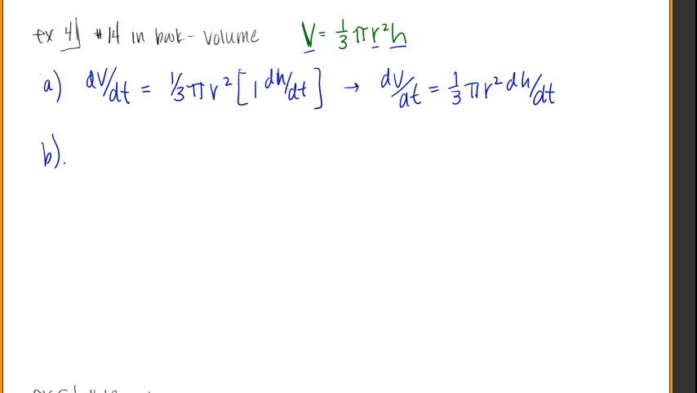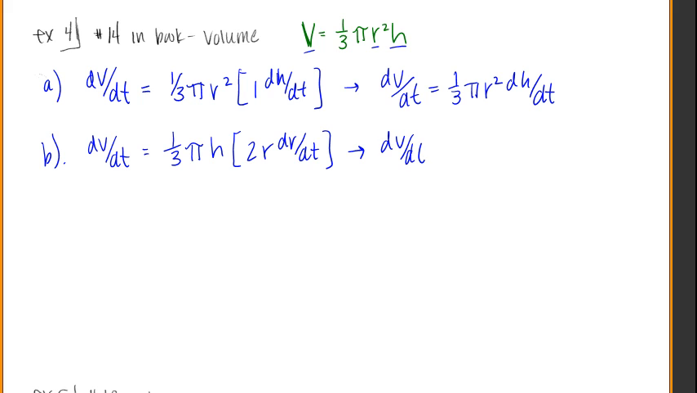Part B wants us to do the exact same thing, but assume that h is constant. So the derivative of the volume, the change in volume with respect to time, and the constants I'm going to pull out, which in this case are definitely the 1/3 and the pi, but now h is constant, so I'm going to pull that off. And then let's take the derivative of the only variable on the right. So it's 2r dr/dt. If we put this together in a common fraction, dv/dt is going to equal, I'll probably write that as 2/3 instead of just 1/3, pi h, and then r dr/dt.